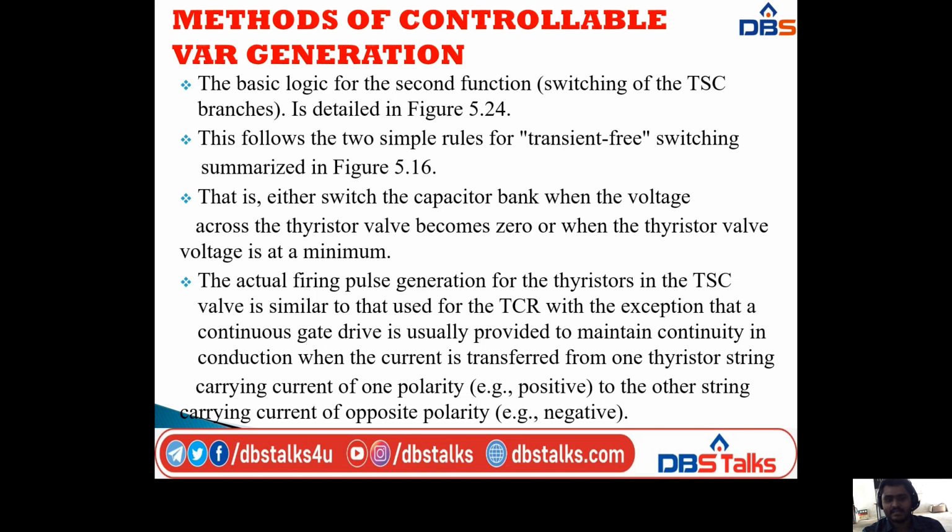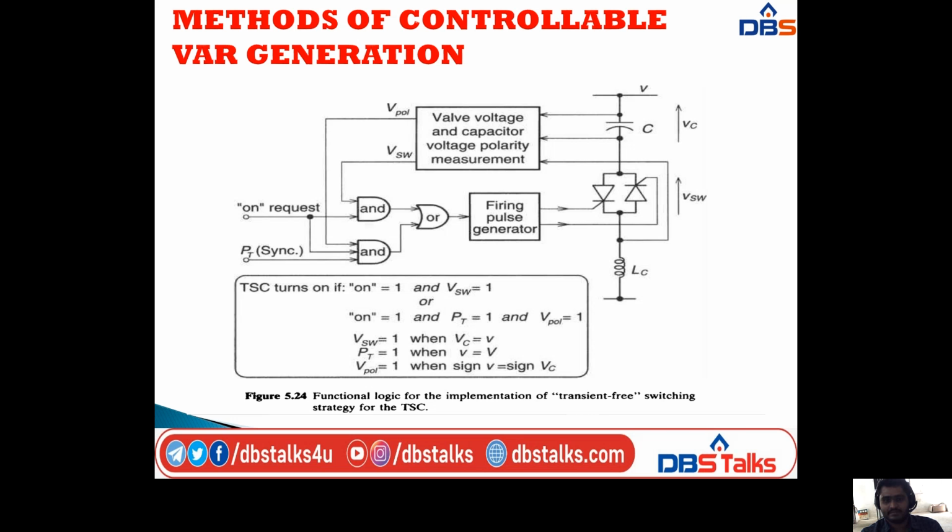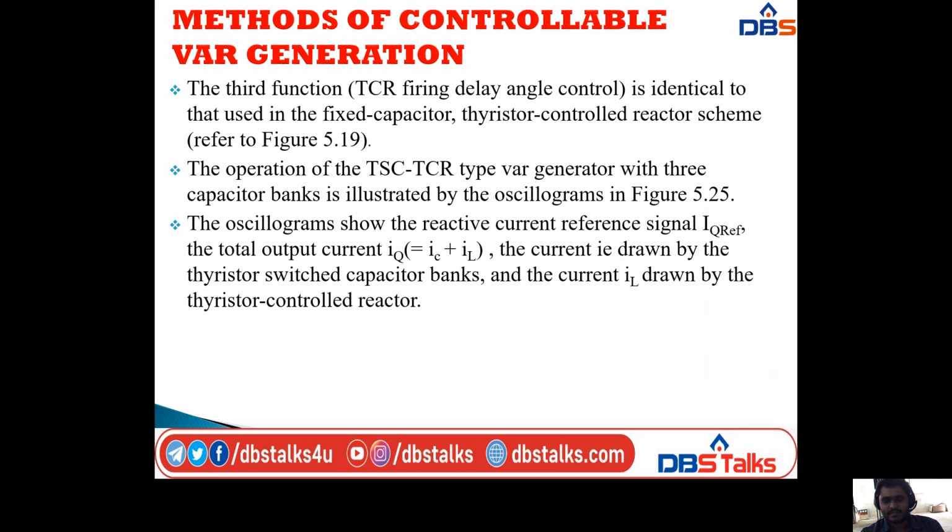Okay. And next, the actual firing pulse generation for the thyristors in the TSC valve is similar to that used for the TCR, with the exception that a continuous gate drive is usually provided to maintain continuity in conduction when the current is transferred from one thyristor string carrying current of one polarity, that is positive, to the other string carrying current of opposite polarity, that is negative. Like this, we have the arrangements for the firing pulse generation for the thyristors in the TSC valve and the TCR valve.